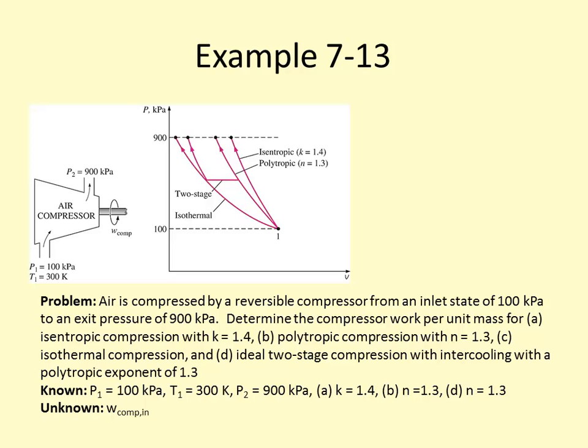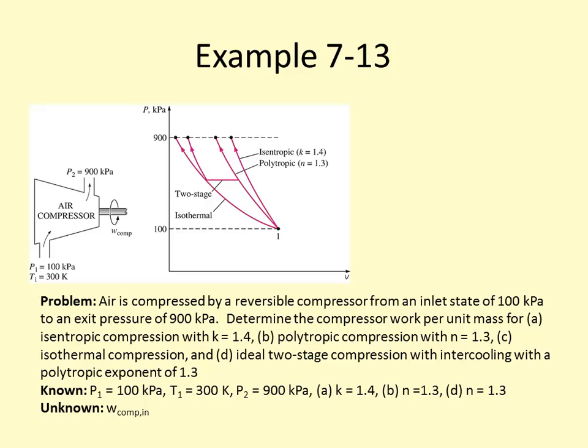Okay, so this is a reversible compressor, and if we don't add any active cooling, meaning we don't remove any heat from it, it's going to be reversible and adiabatic, which is isentropic. So the basic case that we're starting with is the isentropic case, where we don't remove any heat from it. So determine the compressor work per unit mass for A, isentropic compression, so that's just this basic case, with k equal to 1.4, the ratio of the Cp to Cv. B, polytropic compression with n equal to 1.3, and then C, isothermal compression. Then D, ideal two-stage compression with intercooling for the polytropic exponent of 1.3. Okay, so this is very similar to the homework problem you have.